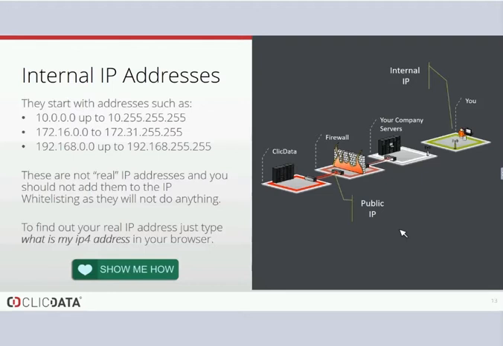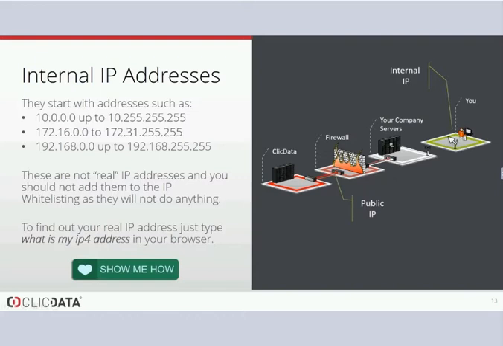These are not real IP addresses, as I mentioned before. So you can't really whitelist these. You can put them in, but they will not do anything. So what you need to find out is, what is your real IP address? I mean, somewhere along the line, if you can access the internet, you must have an IP address.